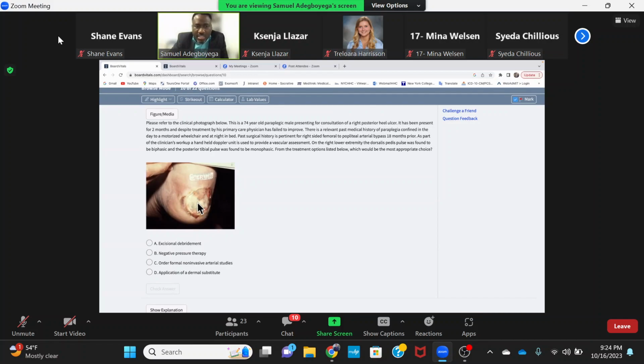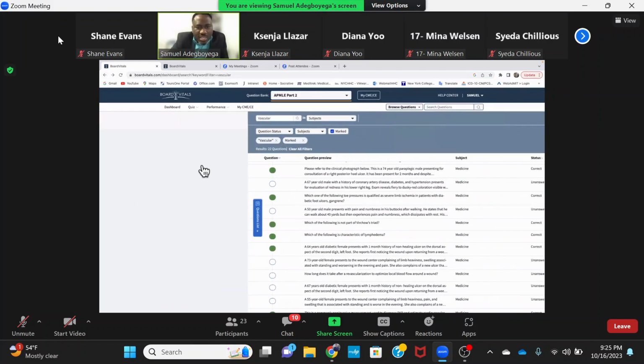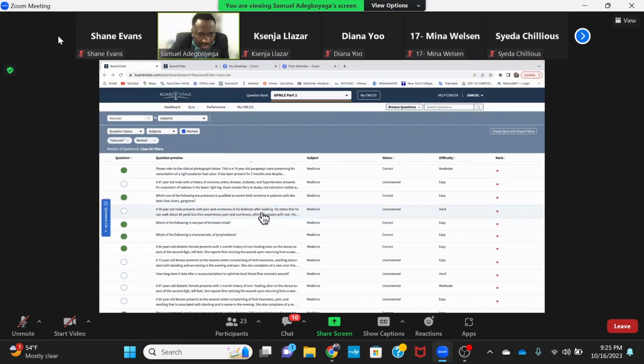By the way, two-thirds of the heel is supplied by the PT. So we have a problem here. I'm not going to do excisional debridement. Can I put a wound VAC on this? No. Absolutely not. Can I apply a skin graft on this? No. So what will I do? Makes sense, right? If you read these questions, they're pretty straightforward.